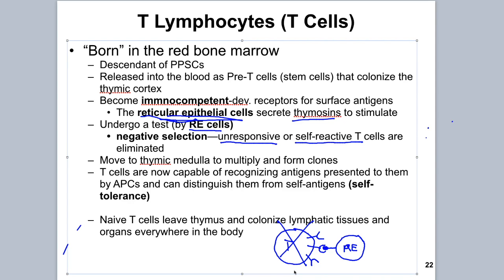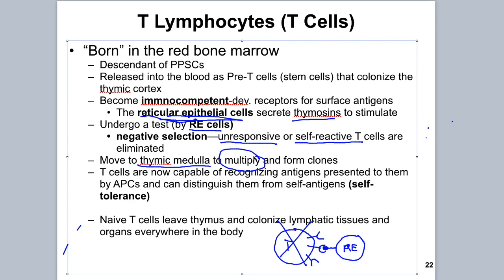And so we test for this with this negative selection test. This is performed by the reticular epithelial cells. Once the T cells pass this test, then they move to the thymic medulla. This is the deep part of the thymus. And here they're going to multiply and form clones. So they're basically producing many, many copies of themselves.